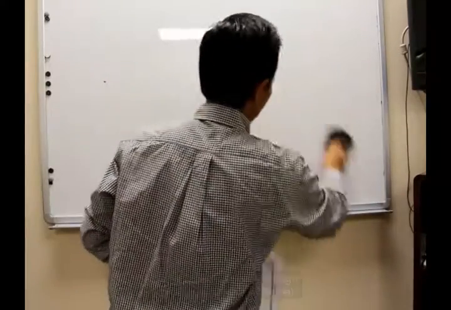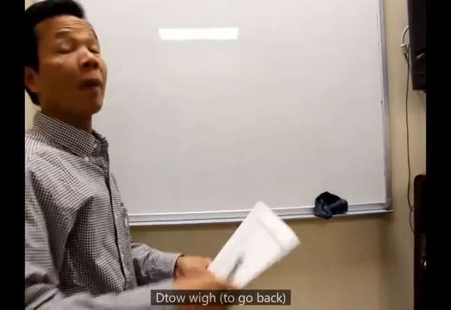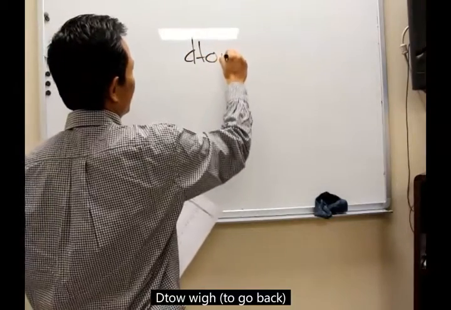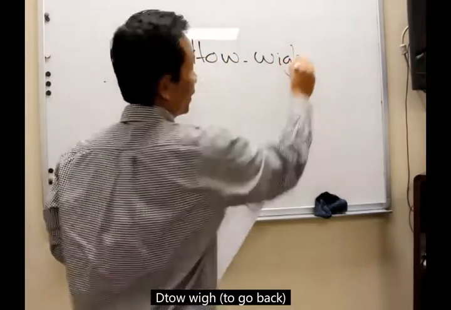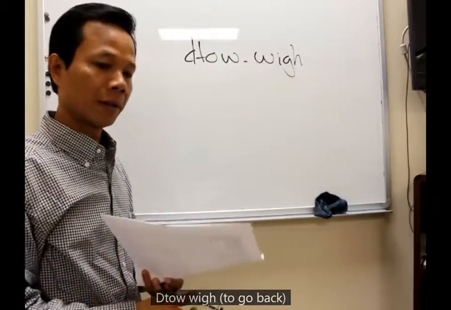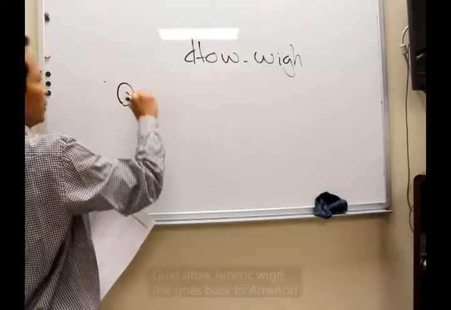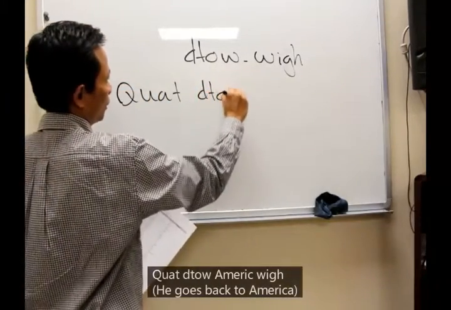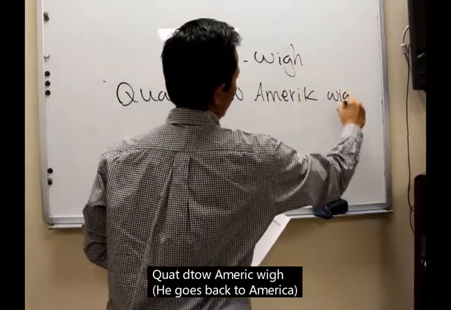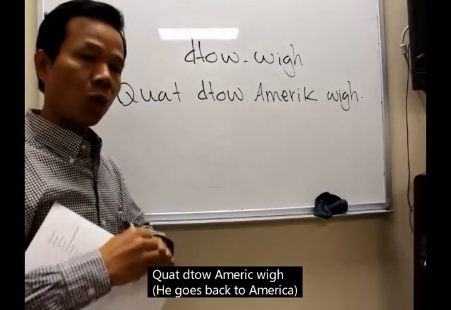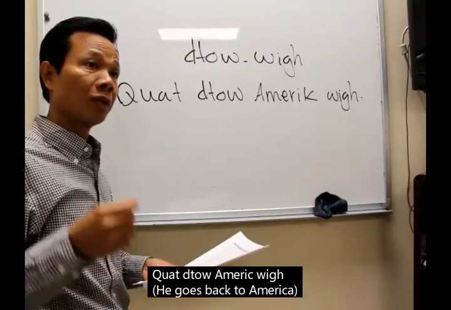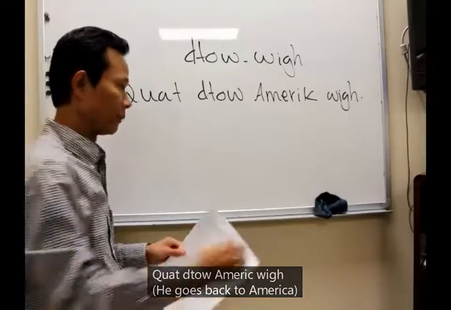To go back is tơ bình. Quát tơ mệt bình means he goes back or he returns to America.